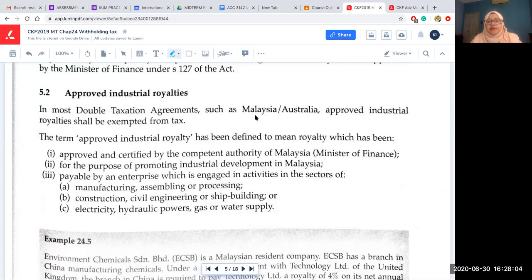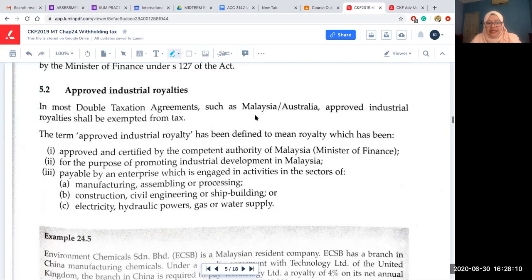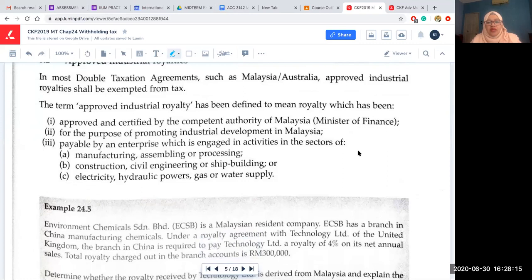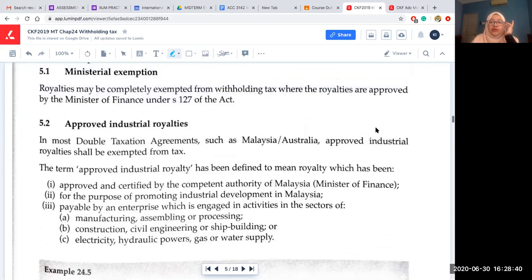Such as Malaysia, Australia, approved industrial royalty shall be exempted from tax, right? Here it means approved and certified by the competent authority of Malaysia, in this case the Ministry of Finance, for the purpose of promoting industrial development in Malaysia, payable by an enterprise engaged in activity in the sector of manufacturing, assembling and or processing, construction, civil engineering or shipbuilding, or electricity, hydraulic, powers, gas or water supply. So if you fall into the exemption, then you don't have to withhold tax, right?